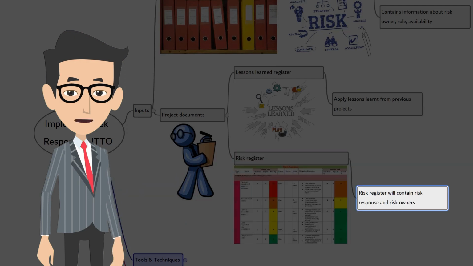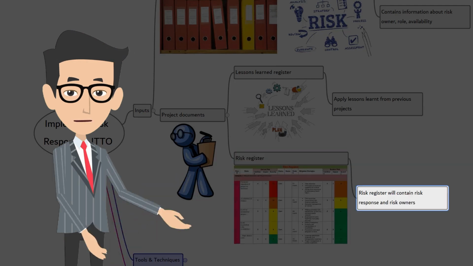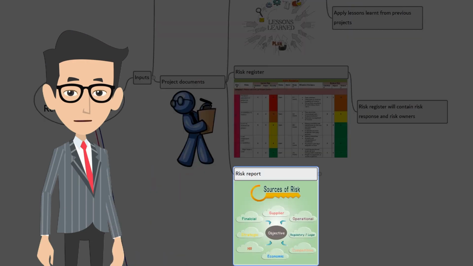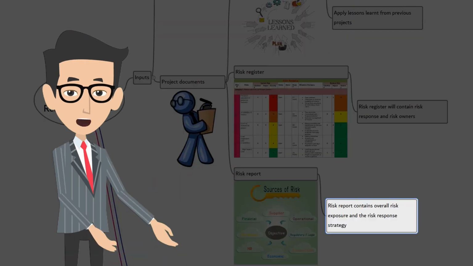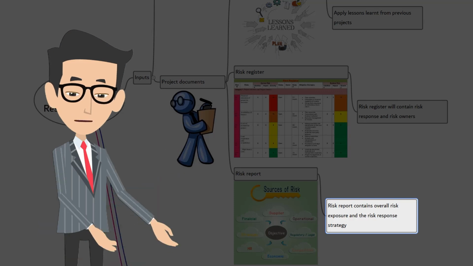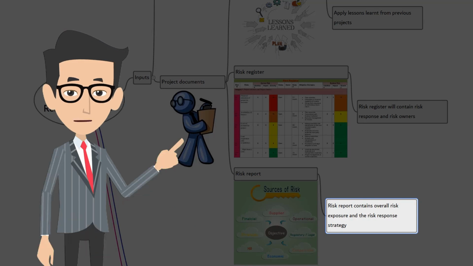Of course, the risk register will contain agreed risk responses and the nominated risk owners. Risk report. The risk report will have information about overall project exposure and the risk response strategy. This information will be a key input to implement risk response.